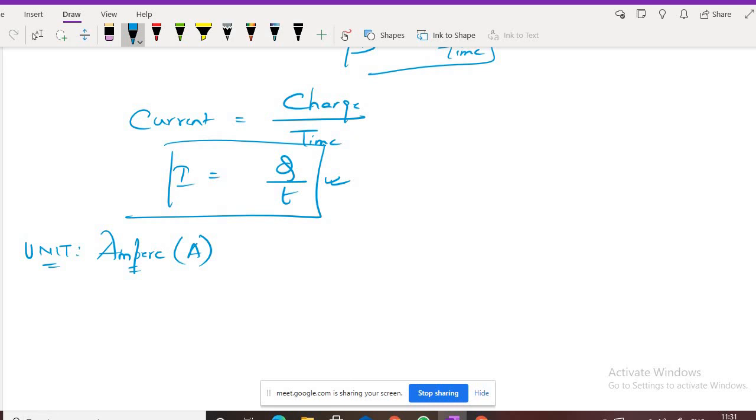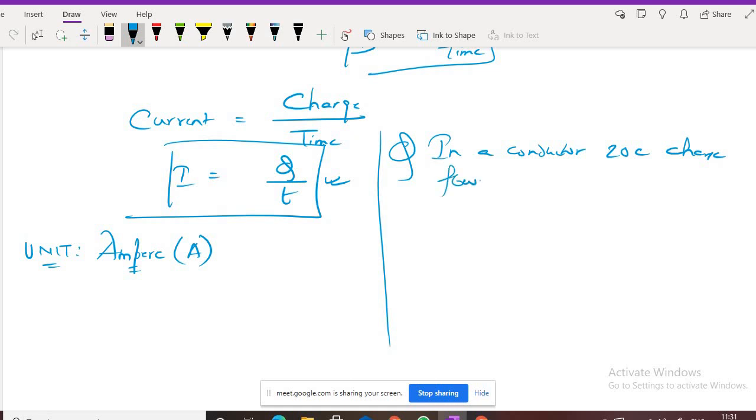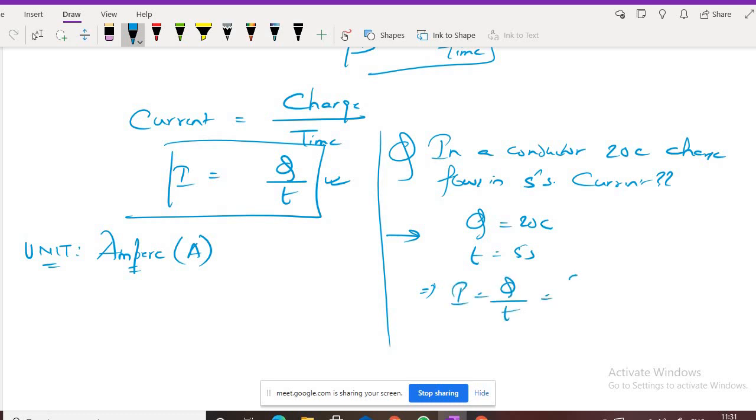Now, if I give you a question like this: in a conductor, suppose 20 coulomb charge flows in 5 seconds. What is the current? Here given charge Q is equal to 20 coulomb, time is given, 5 seconds. We know that I is equal to Q by T, and Q is 20, T is 5, so it's 4 ampere. Like this we do. This type of numerical is generally asked in 1 mark questions.